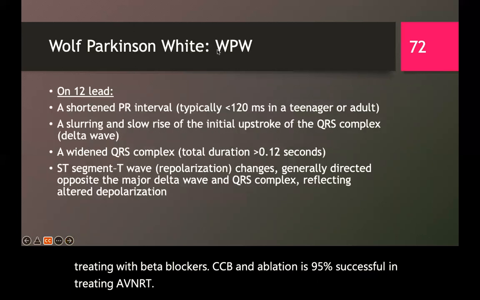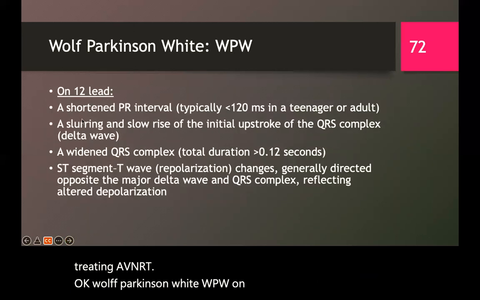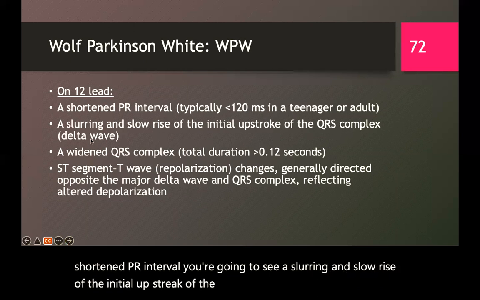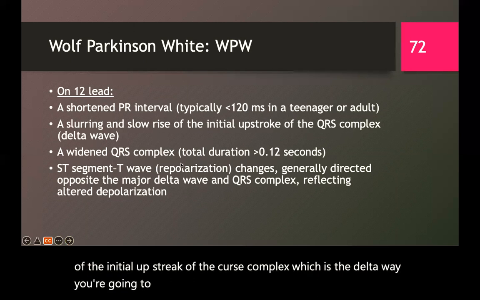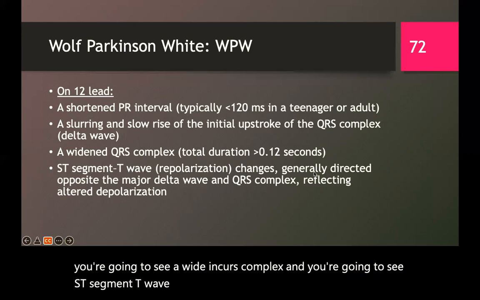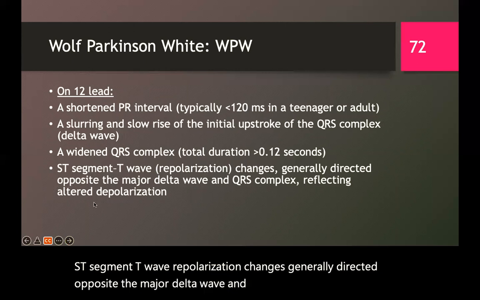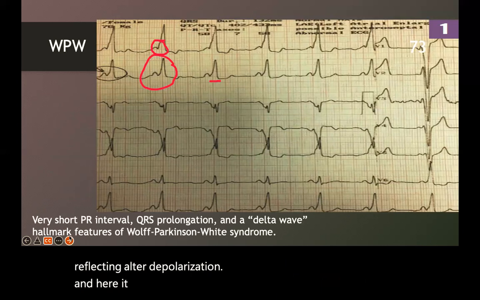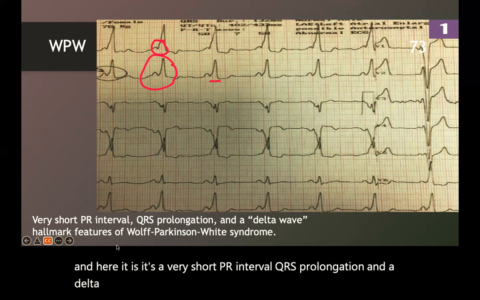Okay, Wolff-Parkinson-White, WPW. On a 12 lead, you're going to see a shortened PR interval. You're going to see a slowing and slow rise of the initial upstroke of the QRS complex, which is the delta wave. You're going to see a widened QRS complex, and you're going to see ST segment T wave repolarization changes, generally directed opposite the major delta wave and QRS complex, reflecting altered depolarization. And here it is. It's a very short PR interval, QRS prolongation, and a delta wave. Hallmark features of Wolff-Parkinson-White syndrome.